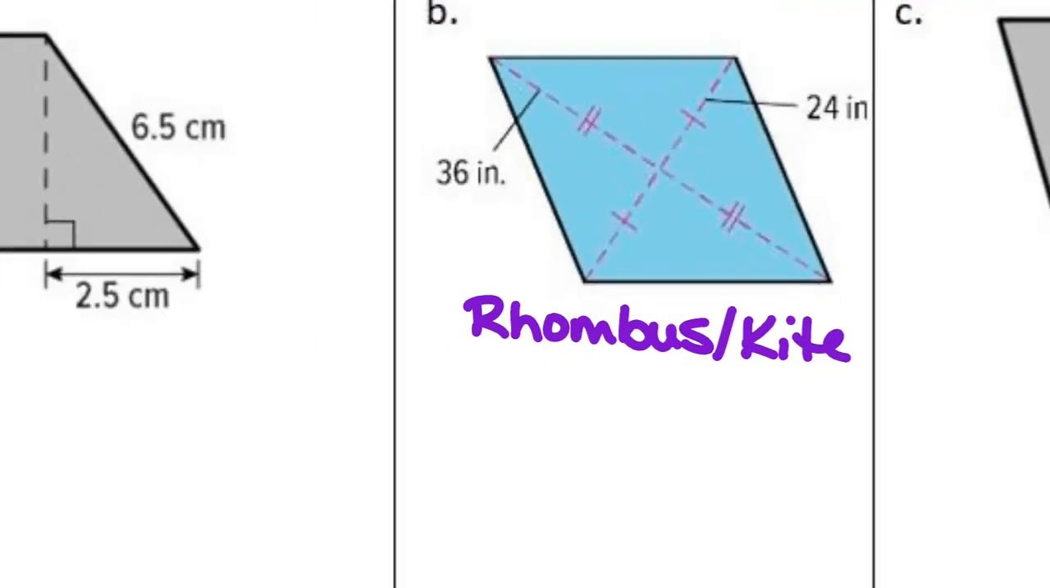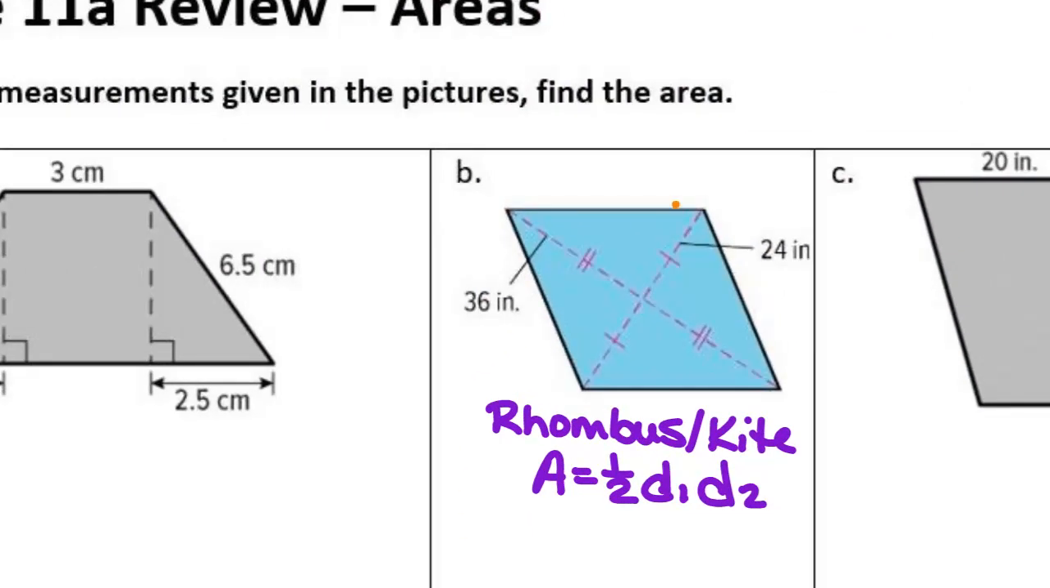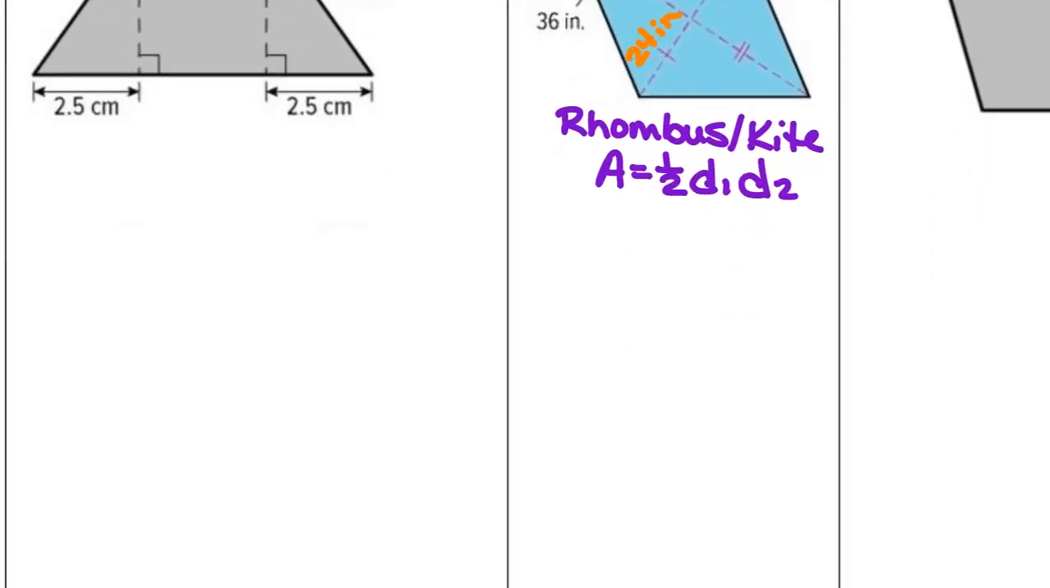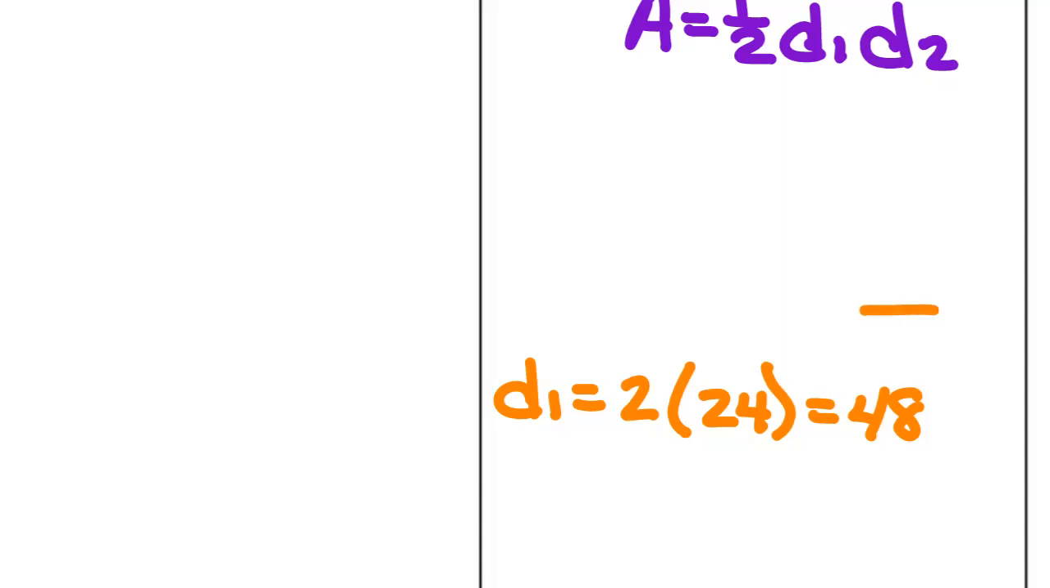The area formula for the rhombus or a kite is 1/2 diagonal 1 times diagonal 2. So I need to find the lengths of both of my diagonals. In the picture, it tells me that this much right here is 24 inches. So how big is this? 24 inches. We're going to go ahead and call this diagonal 1. Diagonal 1, the whole thing, from corner to corner, I have 2 segments that are each 24 inches long. So diagonal 1 would be 48 inches.